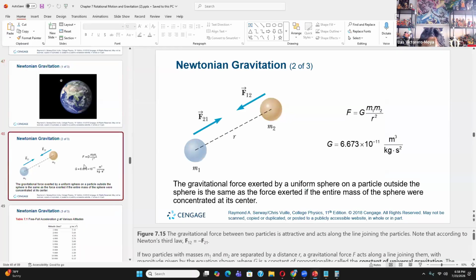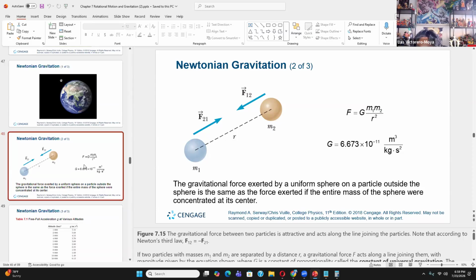So the first idea that you need to know from Newton's law of gravity, or Newtonian gravitation, is that there is a gravitational force exerted by a planet or by a star on a planet and vice versa, which is equal to the equation that you have in front of you. G, capital G, multiplied by the masses divided by the distance between the planets and the sun squared.